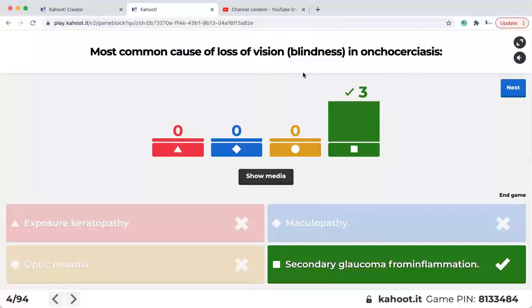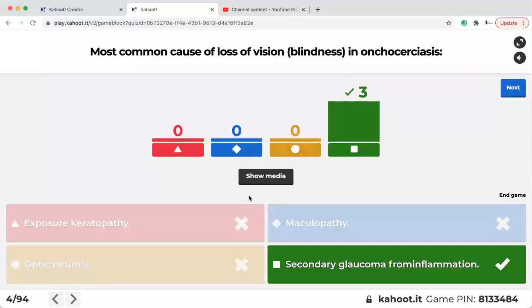Onchocerciasis is also called river blindness. This disease is one of the causes of blindness in developing countries, and the WHO created plans to eradicate it, which were very successful. The disease is characterized by invasion of the ocular tissue by Onchocerca volvulus. However, the actual damage is not due to the invasion itself, but due to the body's response.